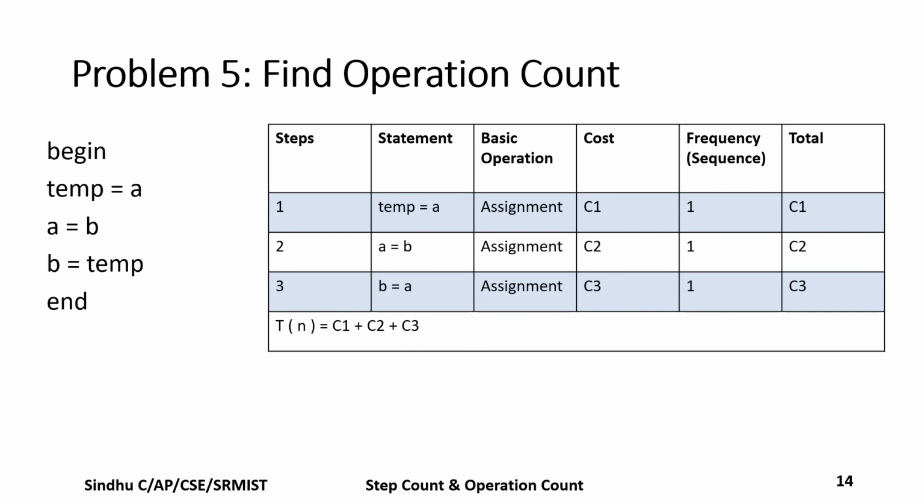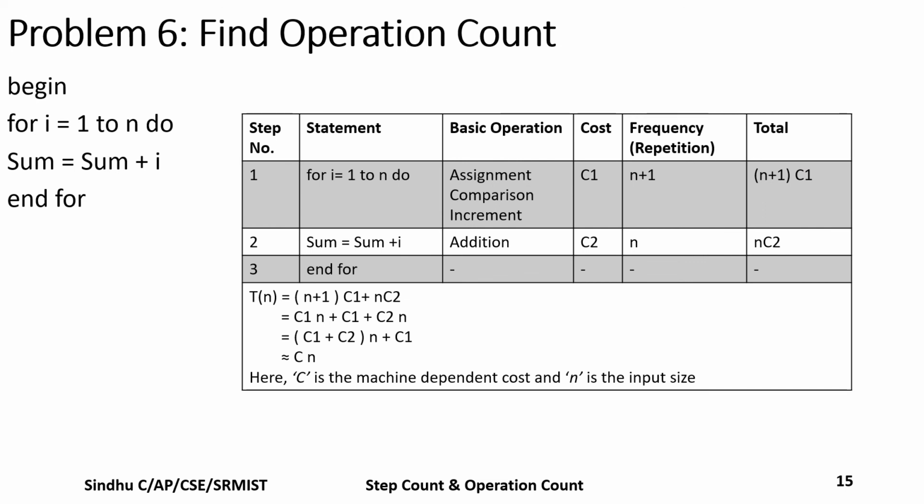Then in the third step, you have B is equal to temp. Again, this is a basic assignment operation. The value is assigned to B. For this operation, again, some cost would have occurred. So let that be C3, and it has occurred once. So C3 into 1, which is C3. Now here, the operation count is the total of all these three operations, which is C1 plus C2 plus C3.